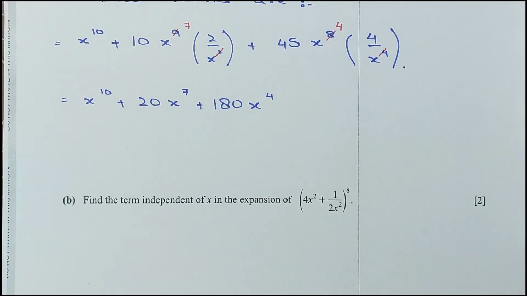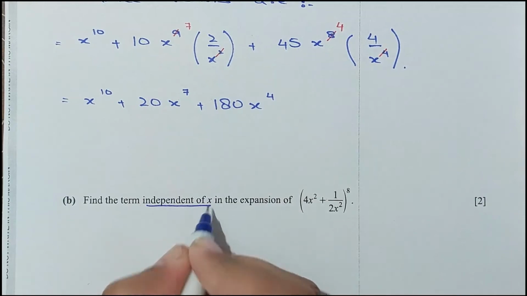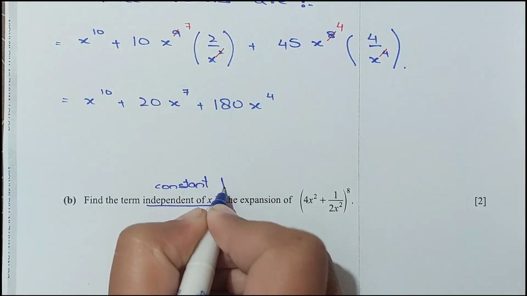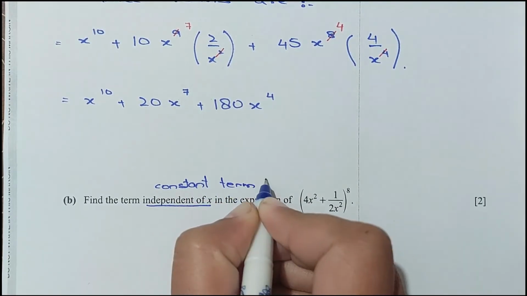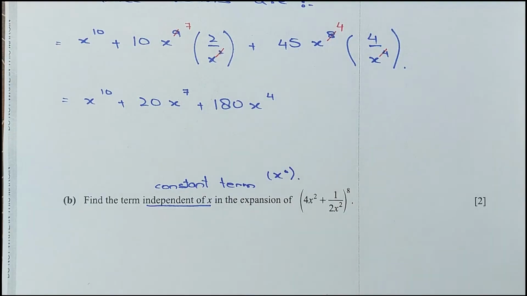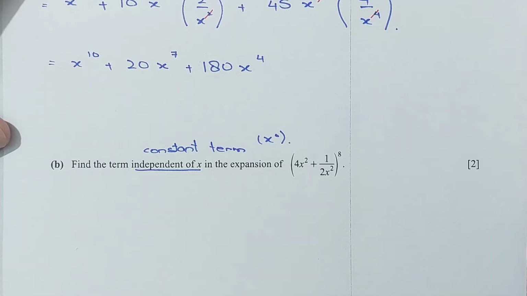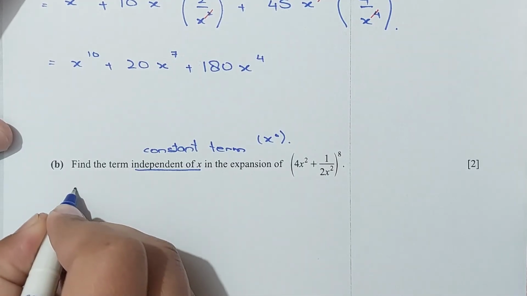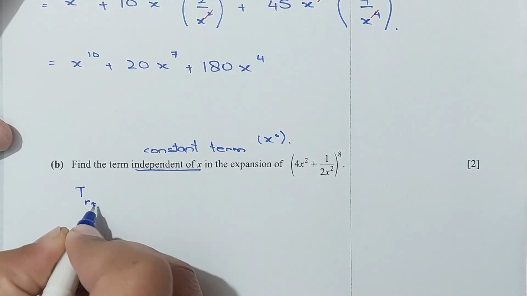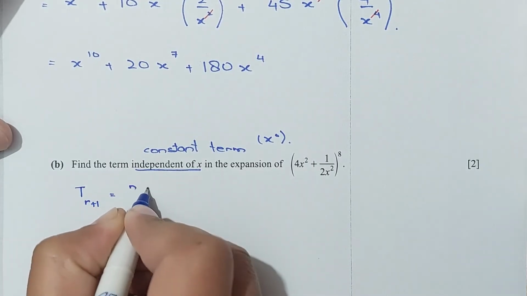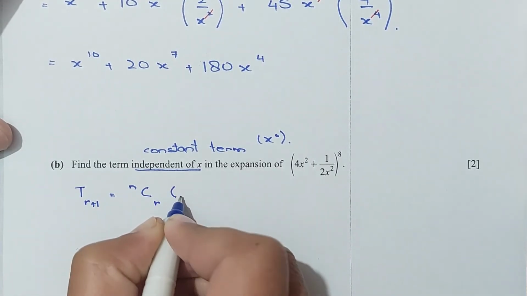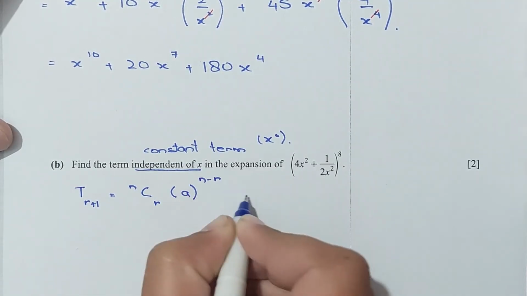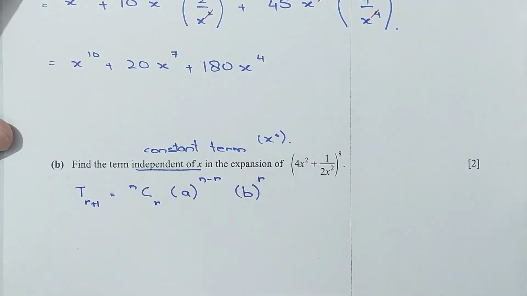Now for part B, find the term independent of x, meaning the constant term. The term which is independent of x, or the term having x to the power 0 in the expansion of this. So here we have to use the term formula of the binomial theorem, which is t r plus 1 equals ncr, the first term a, its power is n minus r, and the second term, its power is just r, right?